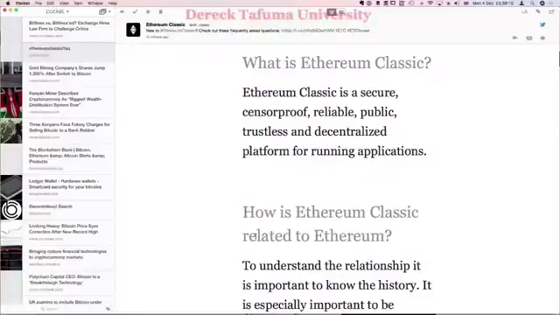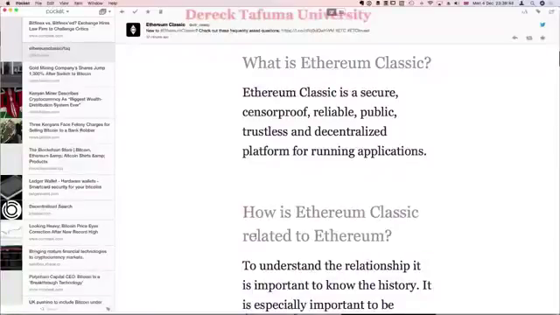The Facebook application is not running on individual servers around the world or individual computers, but it's centralized. Ethereum Classic is decentralized, which means anyone who is on the platform or on the network is running the blockchain server, the blockchain application, on their individual computer.